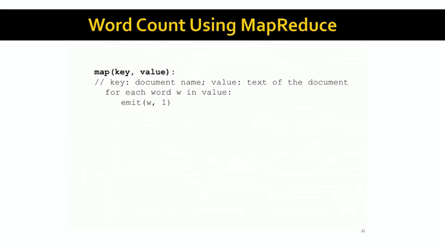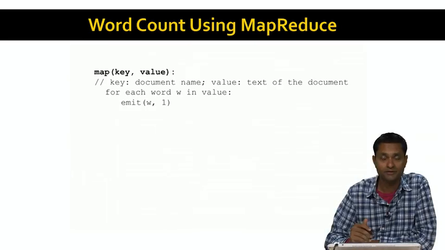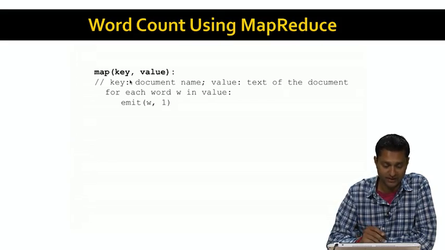So here's the actual pseudocode for the word count using MapReduce. Remember, the programmer is required to provide 2 functions, a map function and a reduce function. And this is the map function right here. The map function takes a key and a value, and its output has to be a set of intermediate key value pairs. Now the key in this case is a document name, and the value is the text of the document.